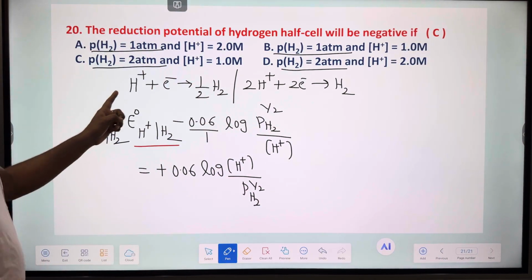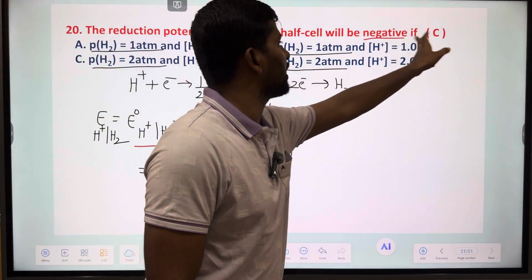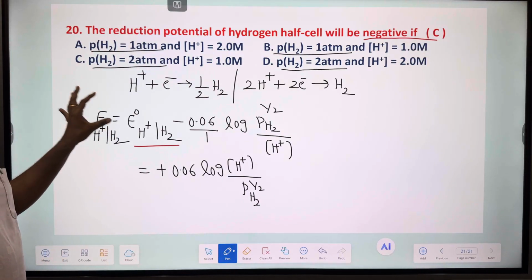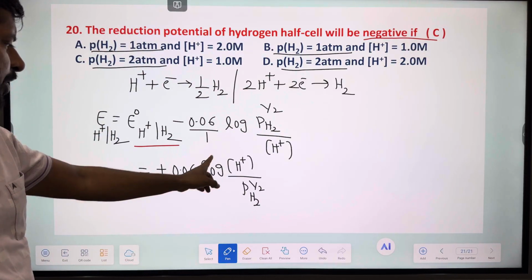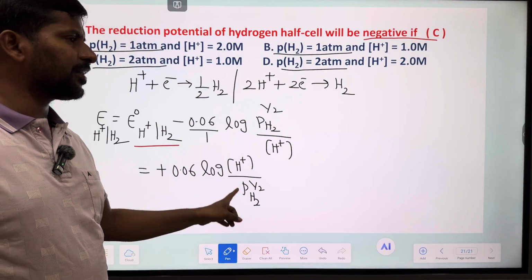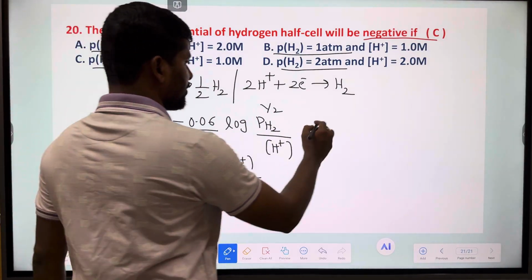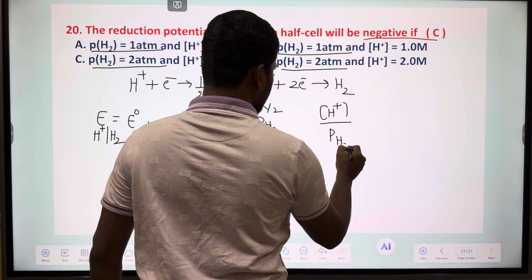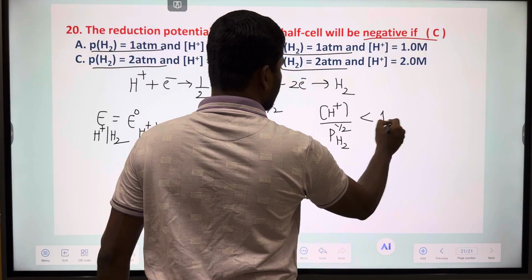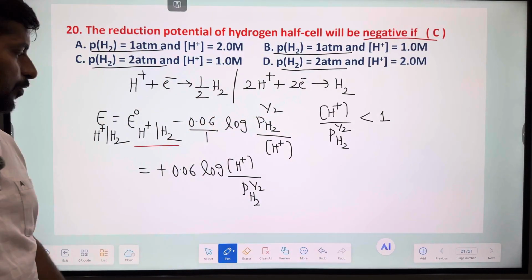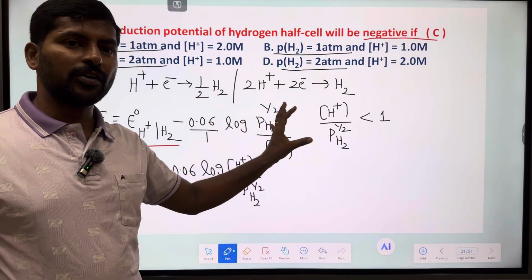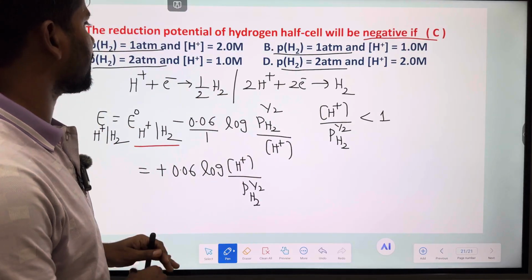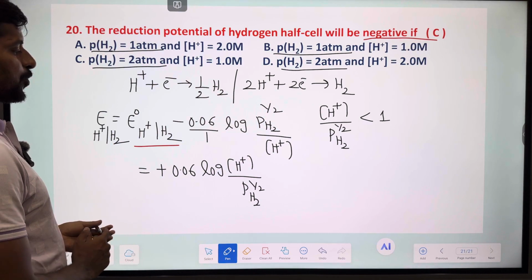So now what do we want? When will we get the electrode potential negative? If the numerator is less than the denominator, that is, H plus by partial pressure of H2 to the power 1 by 2 is less than 1, and if that ratio is less than 1, we will get a negative value. Log 1 is 0, log of less than 1 is negative. So in each case check H plus by pH2 to the power 1 by 2.